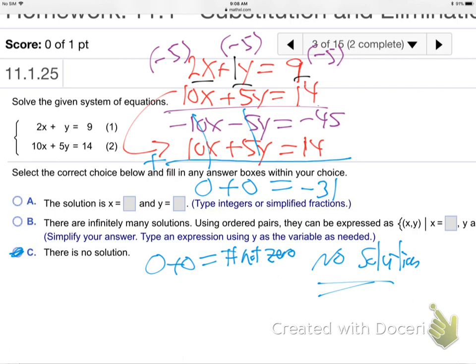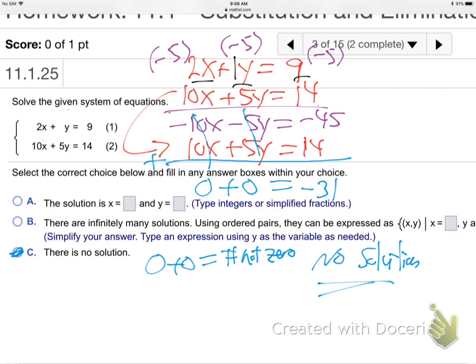There's all kinds of answers that make just one of them true. Like you could put in 4 for x and 1 for y. That makes the top one true. 2 times 4 is 8 plus 1 is 9. But that doesn't make the bottom one true. 10 times 4 plus 5 times 1 is certainly not 14. It's 45. So you see how there's no x and y that makes both true at the same time.